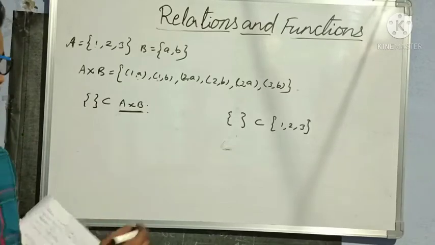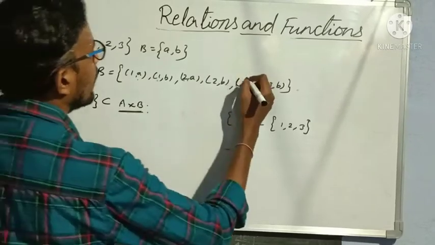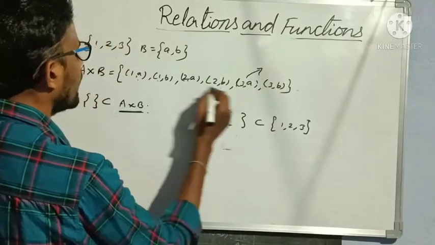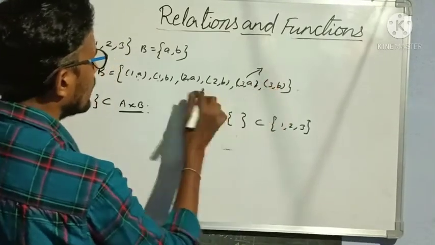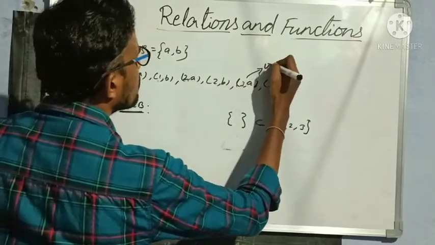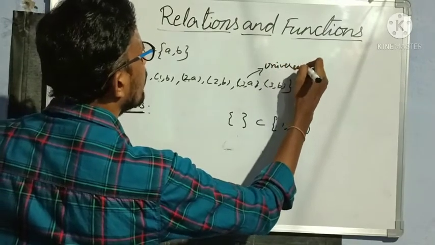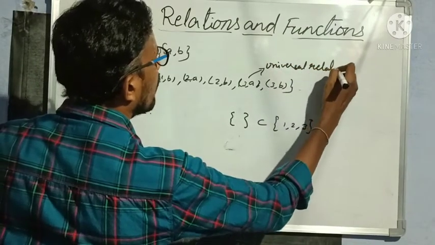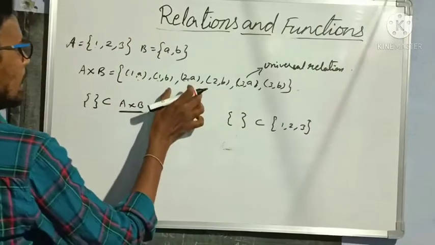Understood? In the same way, the universal relation means the subset containing all 6 elements. We will write this also as a subset, right? That subset is called the universal relation, meaning the set containing the same set as its subset.